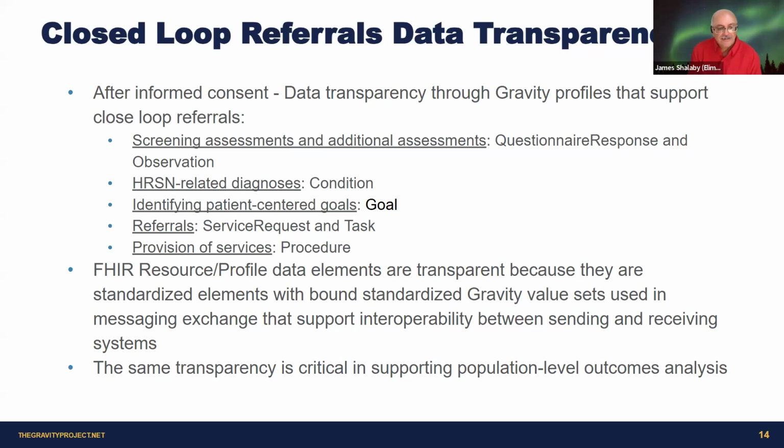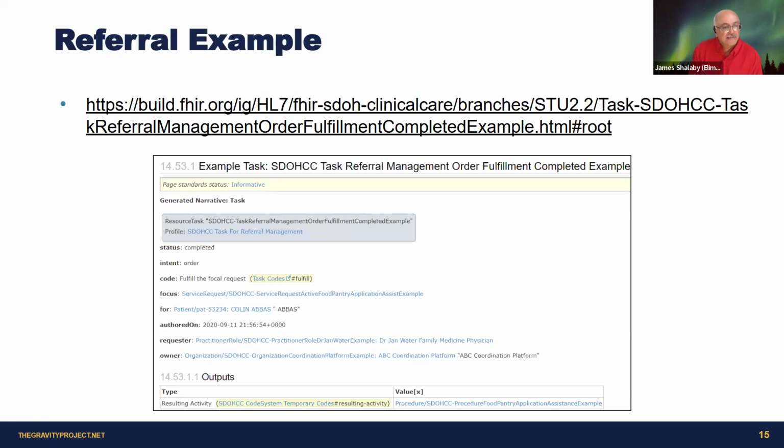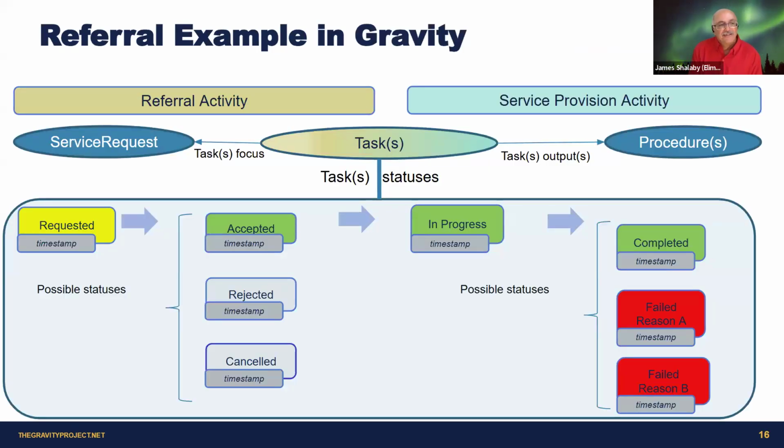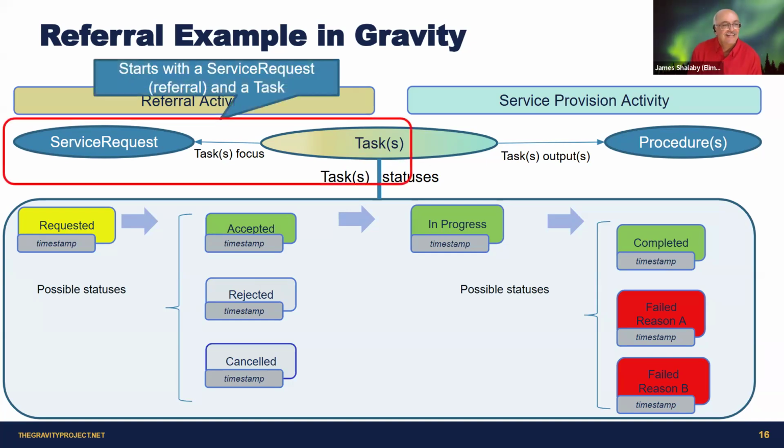So if we go to the next slide, skip that slide, that one should have been deleted. Let's look at just a reminder of how referrals are done in FHIR. This is a build-up slide, so just keep in mind that there are referral activities and then there are service provision activities. So service requests are issued, and you can just hit the next arrow, please. It starts with a service request, which is a referral. Then next slide.